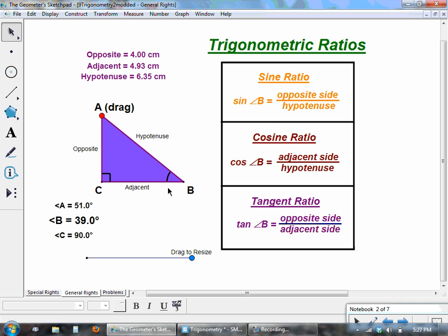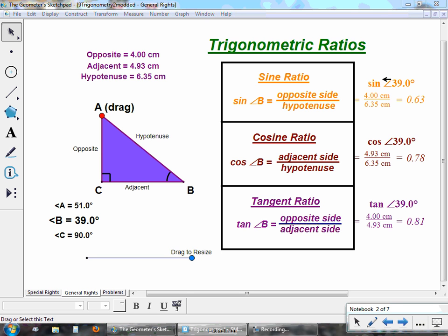So if I want to find the sine of angle B, the sine of 39 degrees in this case, I would do the opposite side, which is 4 centimeters, divided by the hypotenuse, 6.35, and I would divide those. So my sine of 39 is 4 centimeters over 6.35 centimeters, and I get 0.63. I'm rounding to the nearest hundredth here.